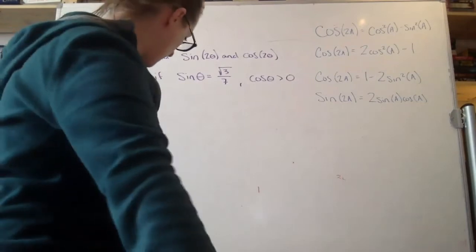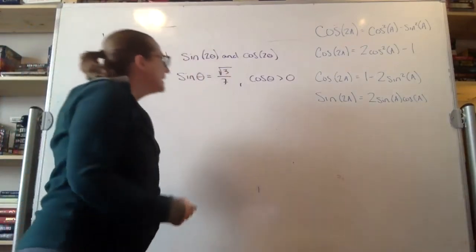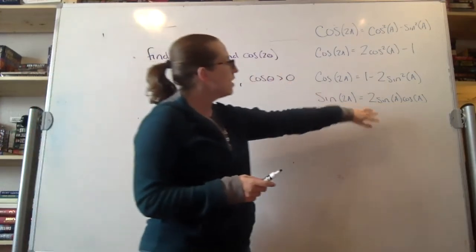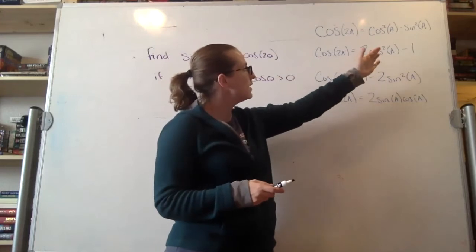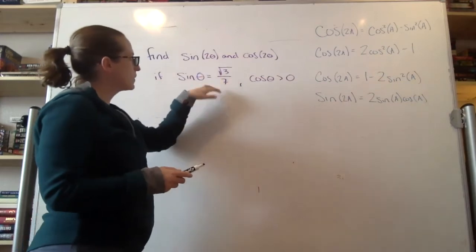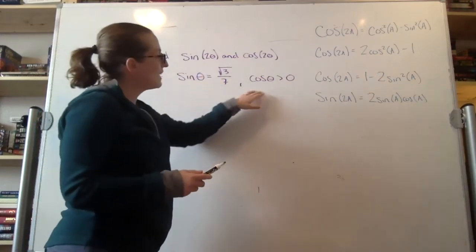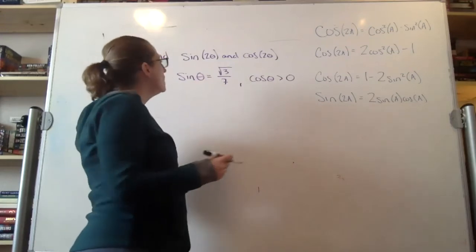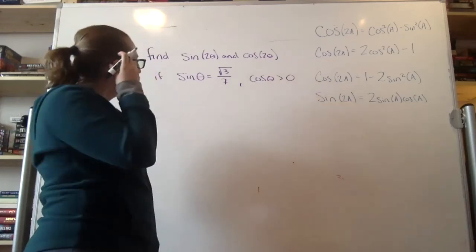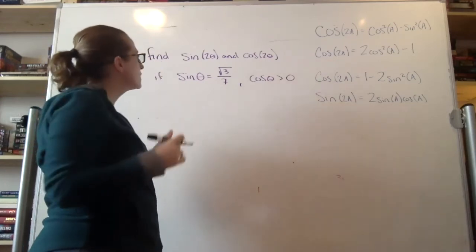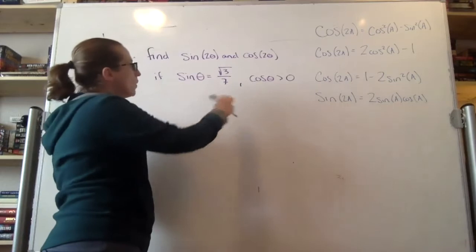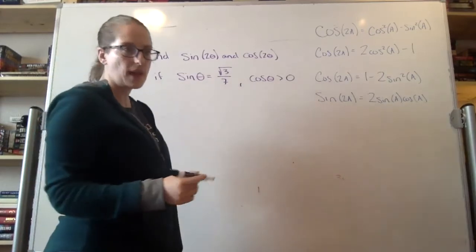Now, the first thing that we're going to want to do for this particular problem is just figure out what cosine itself is. Because notice that all of these involve some cosine of the angle itself and some sine of the angle itself. We know what sine of theta is, right? Sine of theta is square root of 3 over 7. Let's see if we can use that and the fact that cosine is bigger than 0 to figure out what our cosine is, okay? All right, so if we know that sine of theta is equal to the square root of 3 over 7 and cosine is bigger than 0, there are 2 ways that we can figure out what cosine is. One is just by using the Pythagorean theorem, okay?